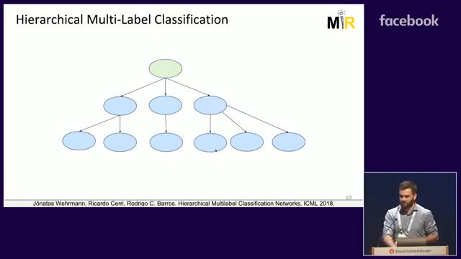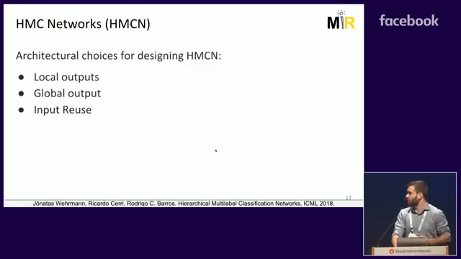And the task we are interested in this work is what we call hierarchical multi-label classification. So in this task, the classifier has to predict not only the entire hierarchical path of the instances, but each instance may belong to several hierarchical paths. So something like this. We are proposing what we call hierarchical multi-label classification networks, or HMC networks, or HMCN. So our networks are based on three main architectural components: local outputs, global outputs, and input reuse.